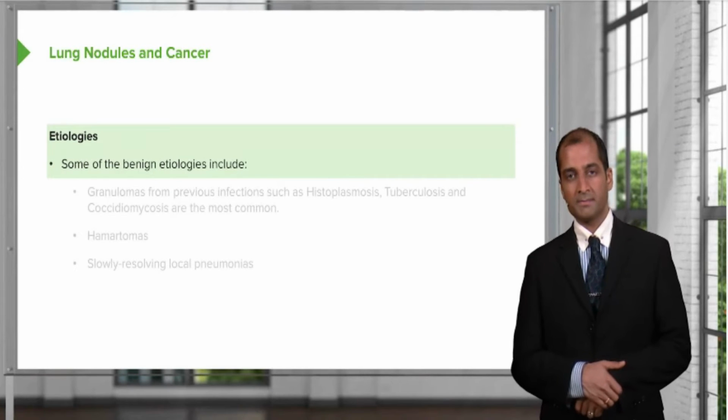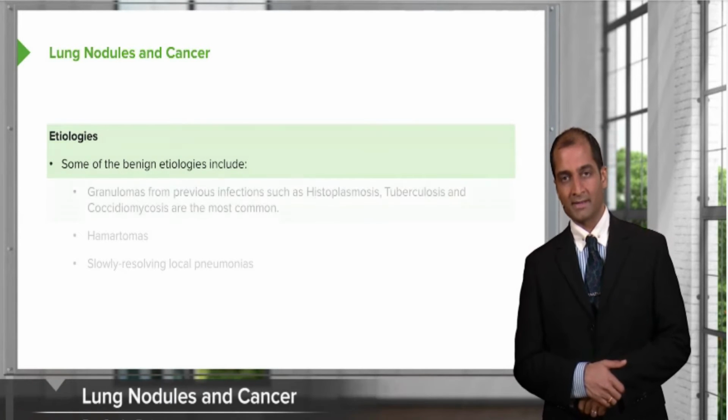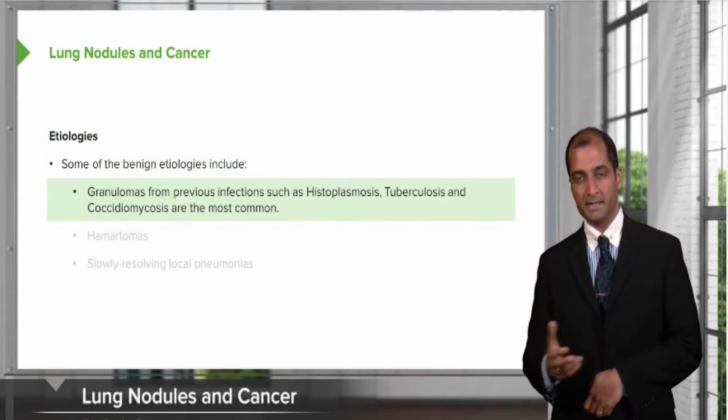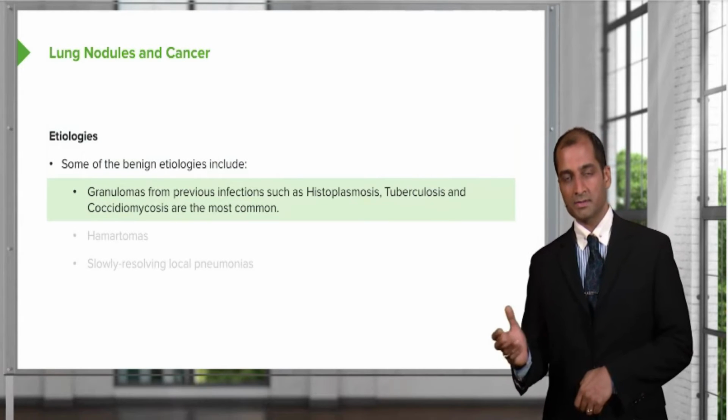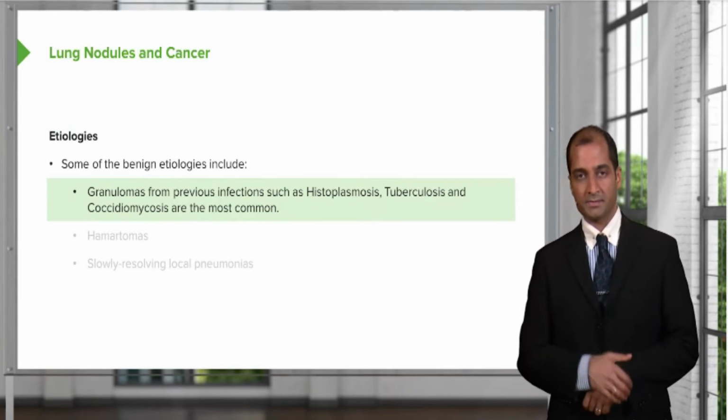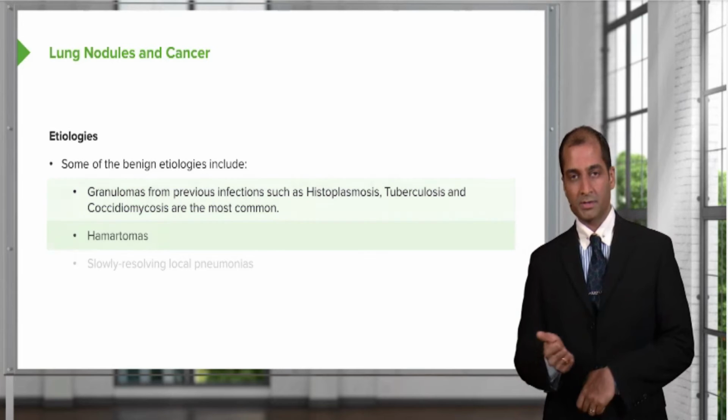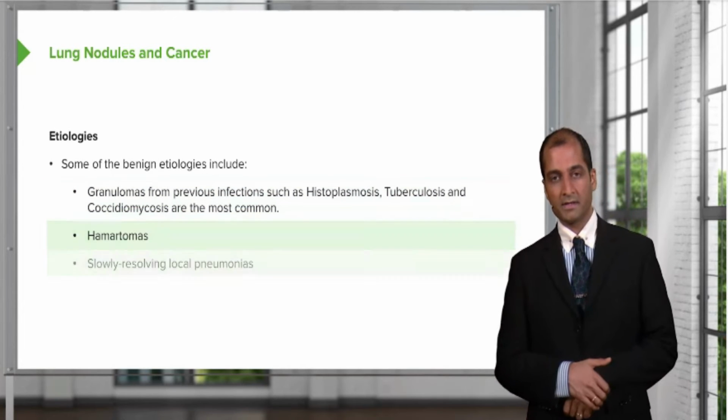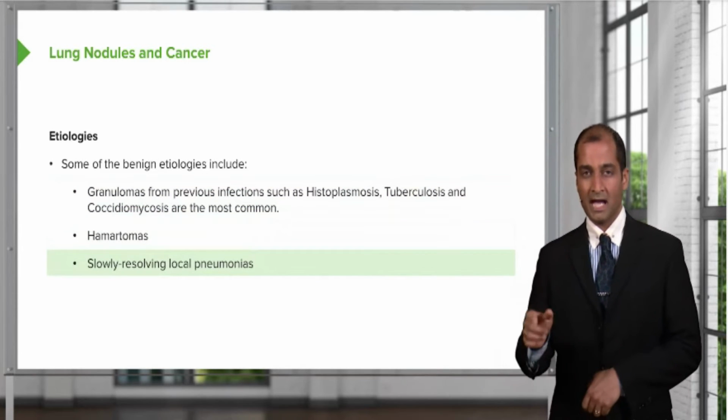Etiologies. Some of the benign etiologies include granuloma from a previous, maybe fungal, infection. The most common systemic fungus, histoplasma. Hamartomas and slowly resolving local pneumonias. Hamartomas are a big one.